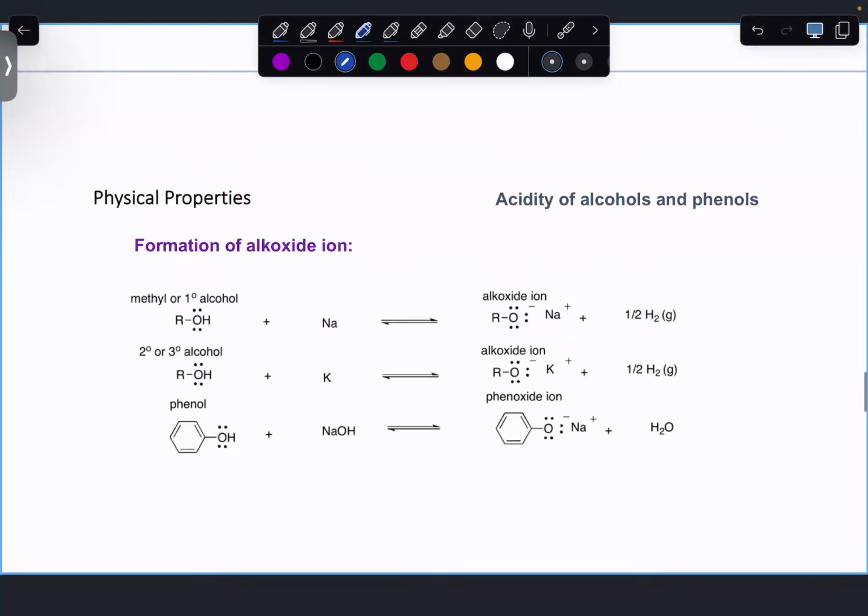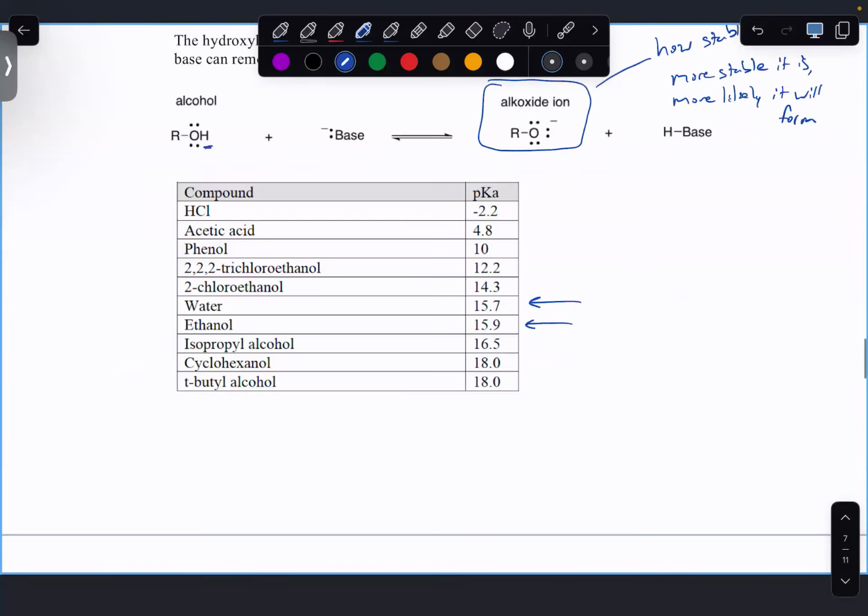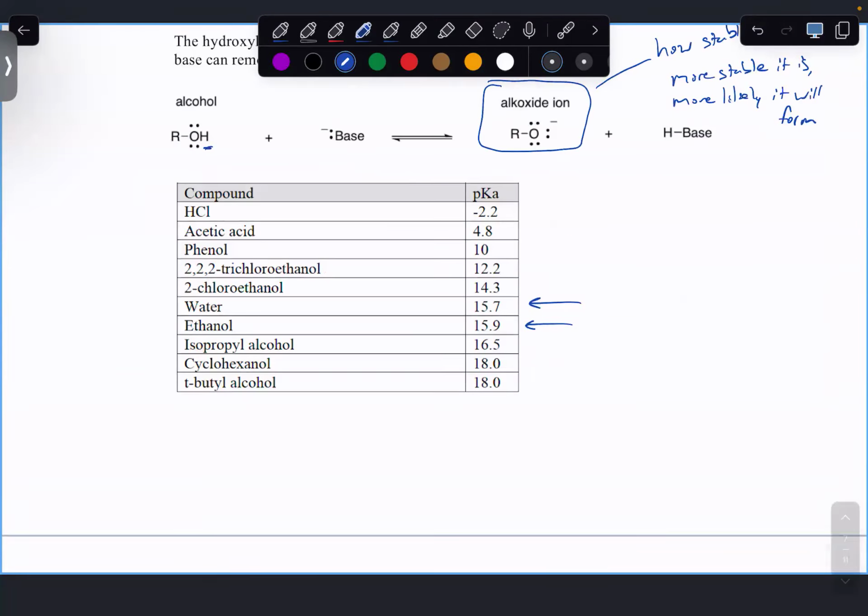Now, I want you to see why that would be. I'm going to go back to this table for a second. So the primary alcohol has a pKa of 15.9. Look what happens as you branch. Like with isopropyl alcohol, it looks like this.